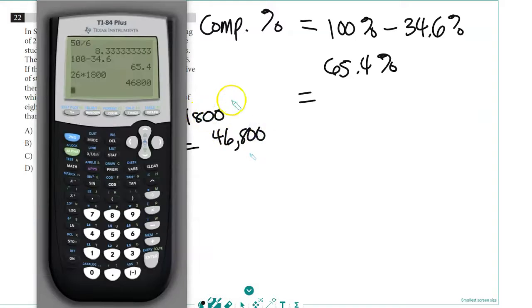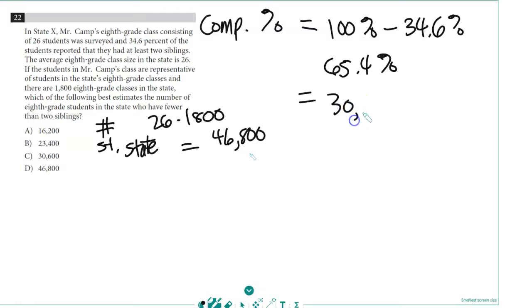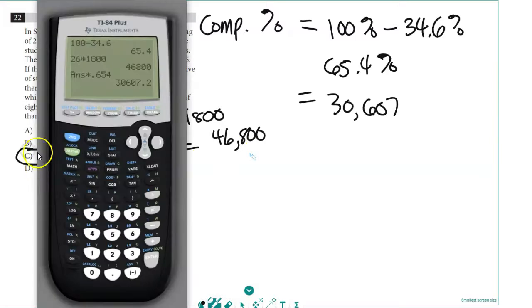46,800, but then we need 65.4% of that. So I'm just going to multiply by 0.654. So hopefully I've got 30,607. So that's closest to C.